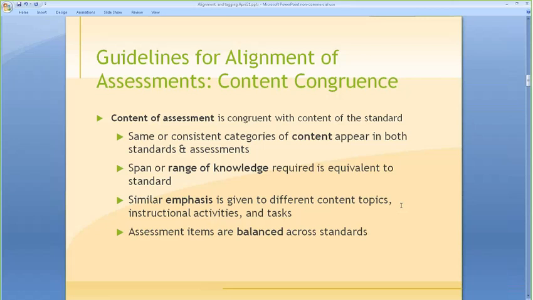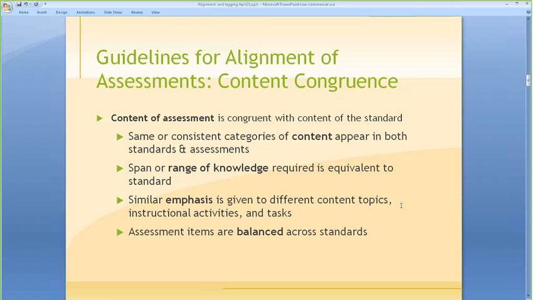You want to see too, in terms of content alignment, is there similar emphasis given to different content topics, instructional activities and tasks within your assessments? And again, we'll go to a sample assessment in a minute and take a look at that to see if in fact there's a similar emphasis that's congruent with the component that they're addressing. And last of all, they're looking for assessment items balanced across standards.